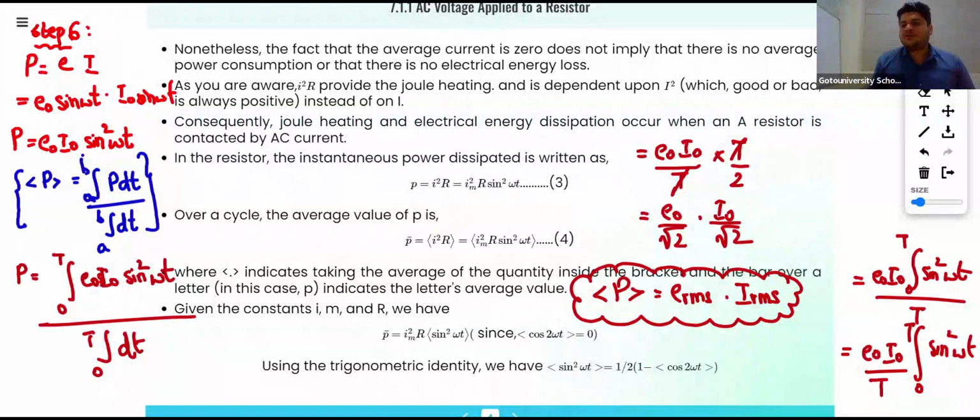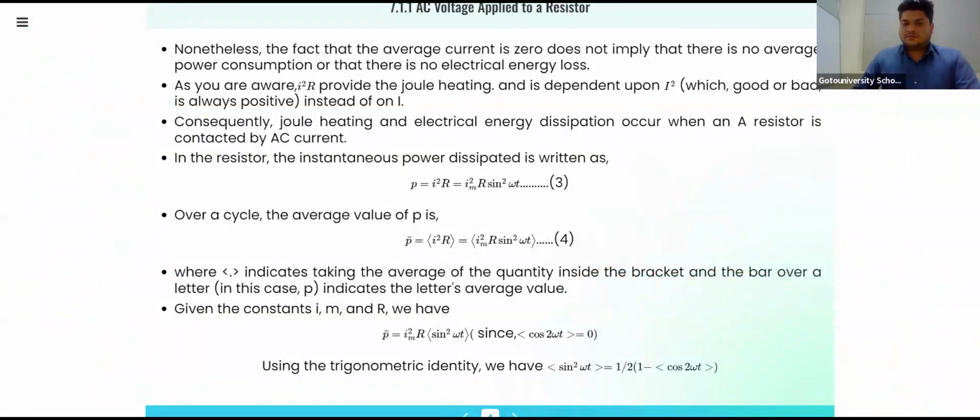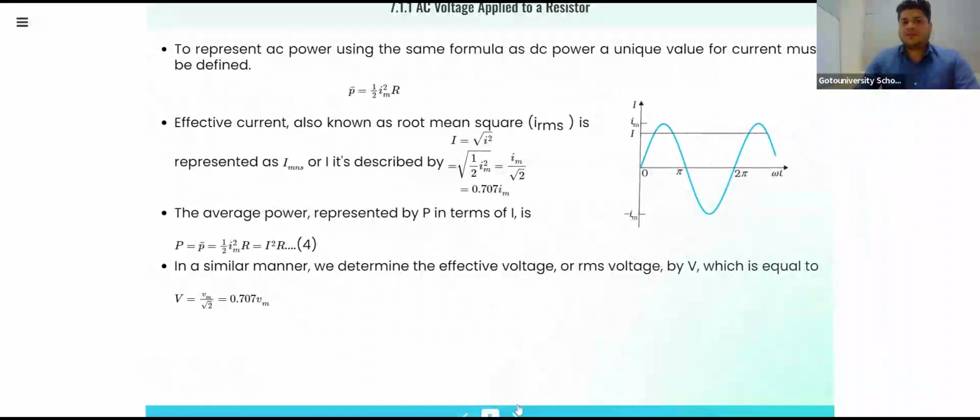The only catch you have to remember is the integration of sine square omega t. We can solve this, but there is no need, because this can be asked for hardly 3 marks, and for that these steps are enough. If you solve the integration of sine square omega t, you will get t by 2. T and t will get cancelled, and average power will be equal to ERMS into IRMS. And 1 upon root 2 is 0.707. That is written here.